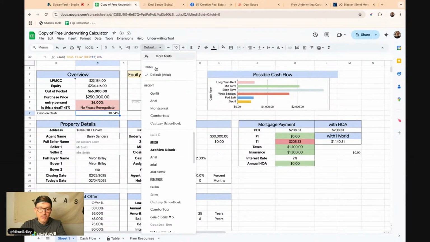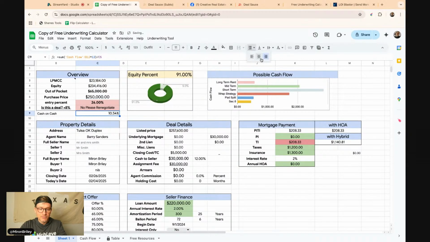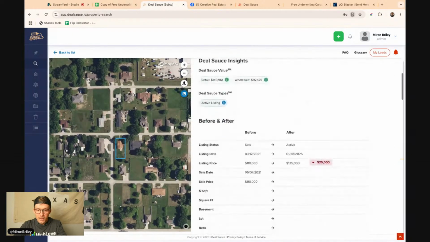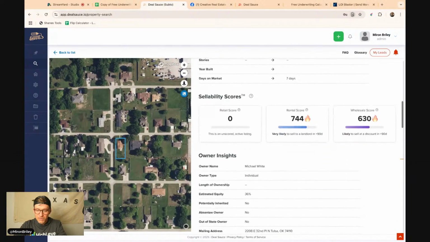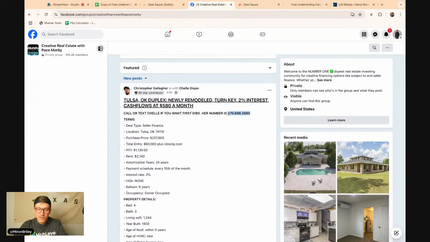Let's see how I do that. What I would do, let's see if I can get a rental comp. You know what I'll do? I'm going to text this person and ask them what the address is.